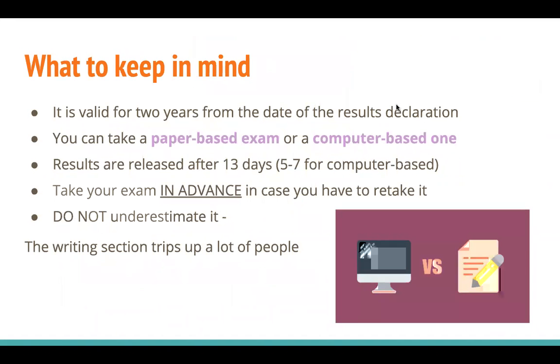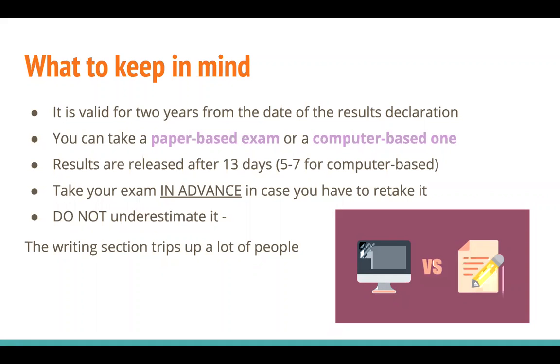What to keep in mind: it's valid for 2 years. I think someone already mentioned that. You can do 2 different types of exams, either paper-based or computer-based. With computer, you get the results in 5 to 7 days, so it's a lot quicker. With paper-based, it takes longer, 13 days. You have to take the exam in advance, just in case you have to retake it. I want to emphasize this a lot, because a lot of people won't be able to sit the cycle or get a job in 2021 because they did not get their IELTS. So please don't underestimate it.